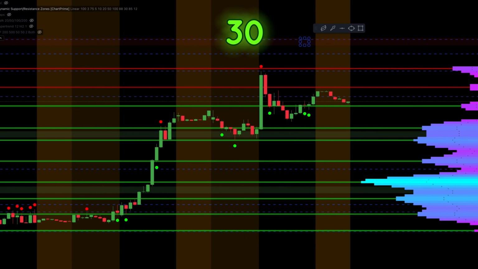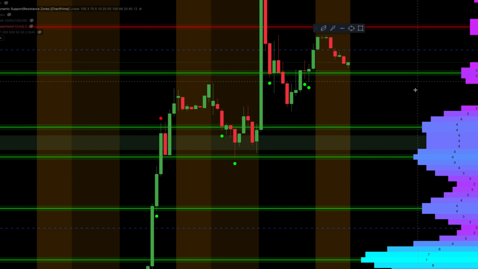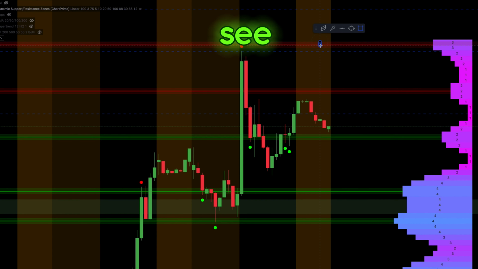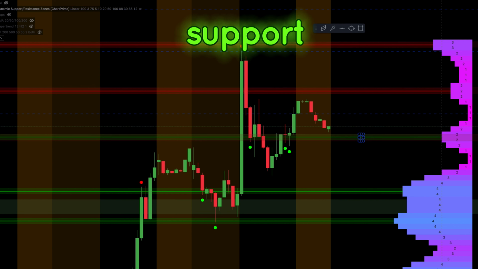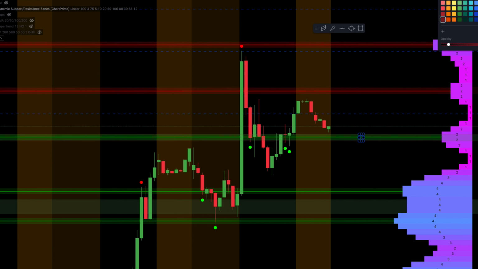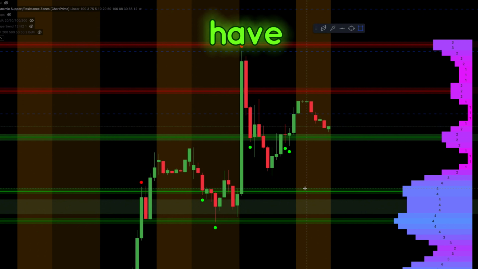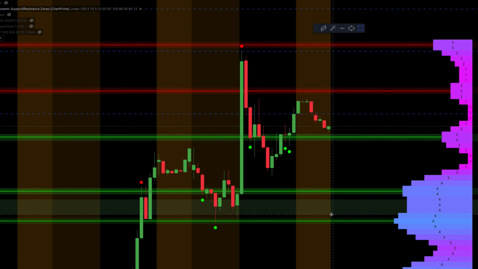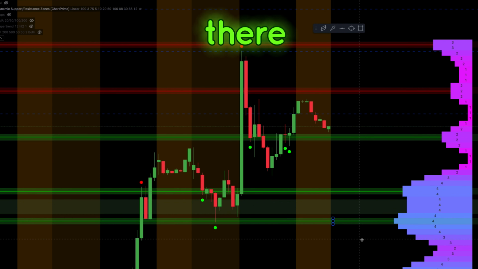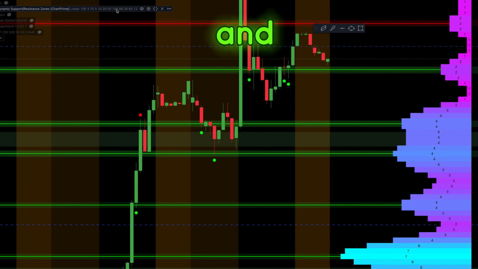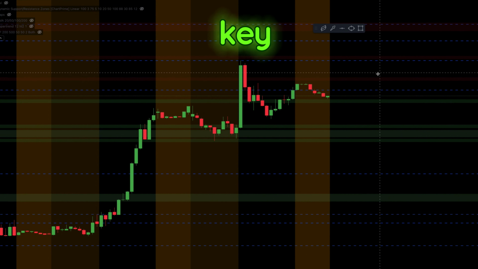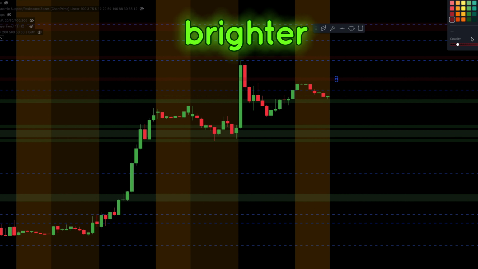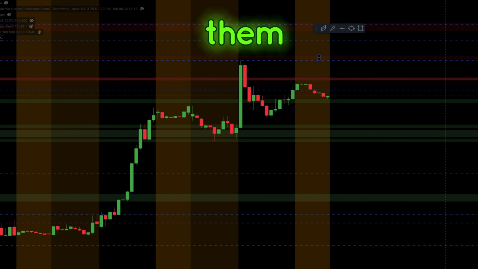And then I go to a 30-minute time frame, and I do the same thing. So we see this level here, another zone here. We have another zone here as a support. We'll make this green. And then we have another one down here, and another one down there. And that should be just about it. All right, so now that we have all of these key zones, let me make them a little brighter so you can see them.